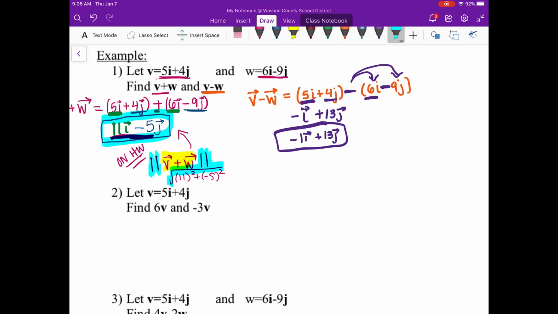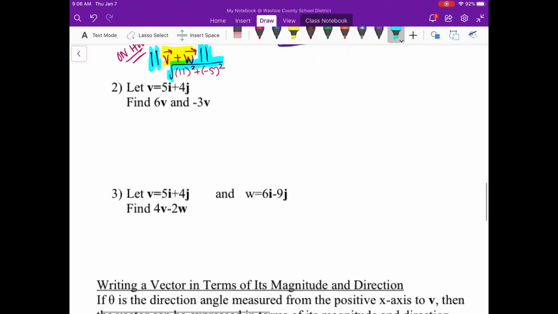On examples 5 and 6 on your homework, for example, it's going to ask you to find the magnitude of the two vectors being added up. So don't stop just by adding them. Actually go through and find the magnitude. Anytime you see those two bars, that's what that means. Okay? So let's go ahead and do example 2 now.